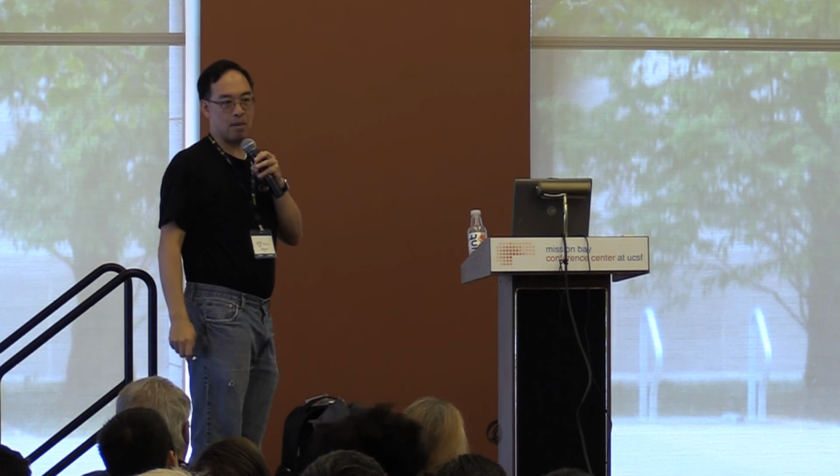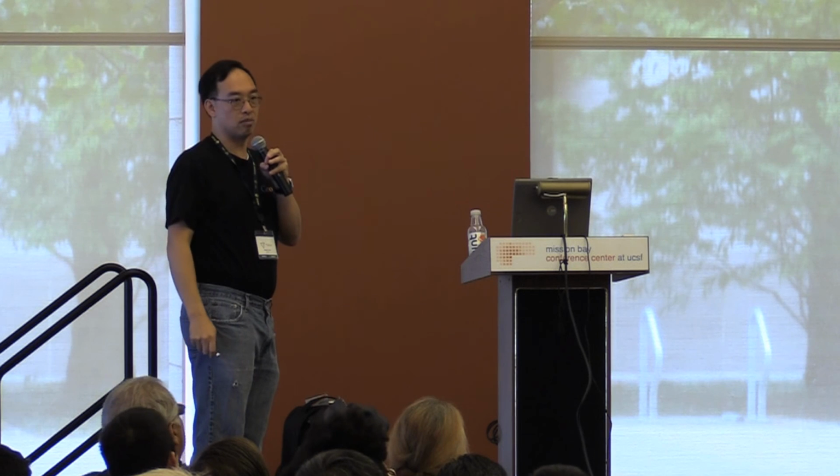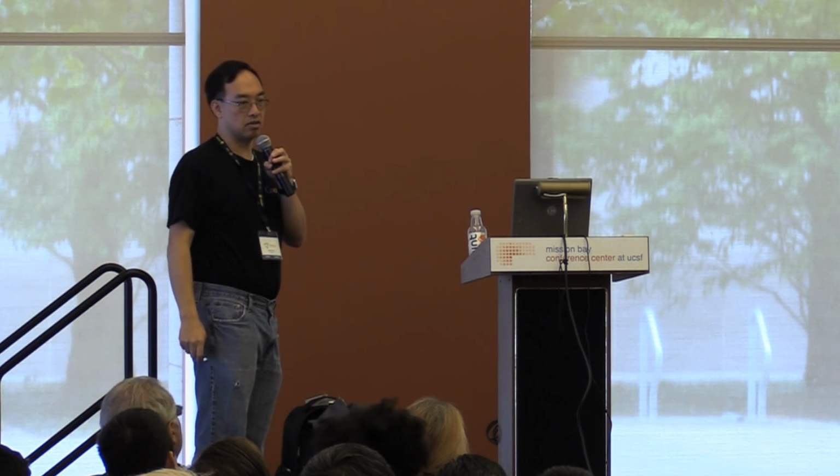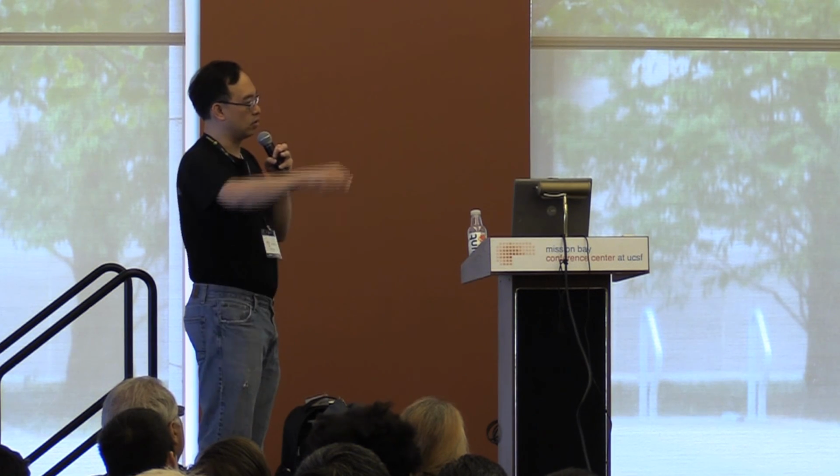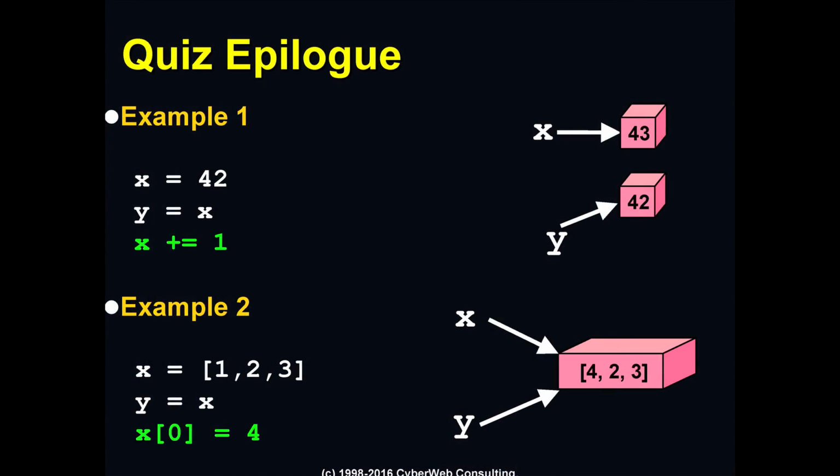Okay, we go back to the M word, mutability. Numbers are immutable. Lists are mutable. Okay? Mutability leads to that. Okay, good job.